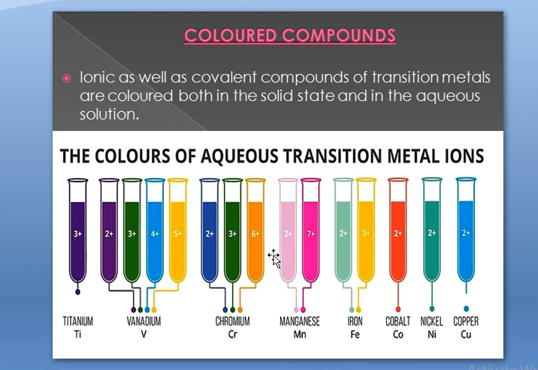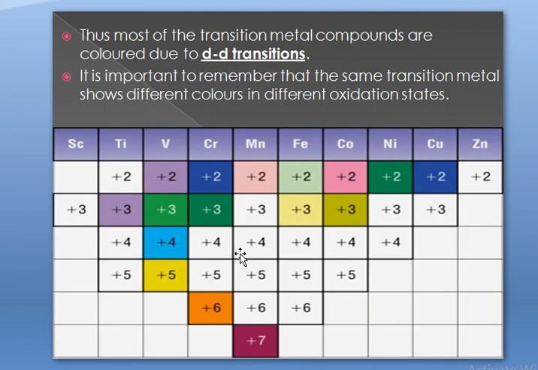Like chromium, you can see there are three shades, for +2, +3, +6, right? I have added one more slide, I think. Yes, here it is. It is due to d-d transition in most of them, and the color depends finally on the oxidation state. This diagram is kind of elaborate. You can see zinc in the +2 oxidation state, it has only one oxidation state. Zinc in the atomic state is 3d10, and in its most common oxidation state, +2, it is also 3d10. Thus it is a d block element but not a transition element. That is why there is no possibility of d-d transition.